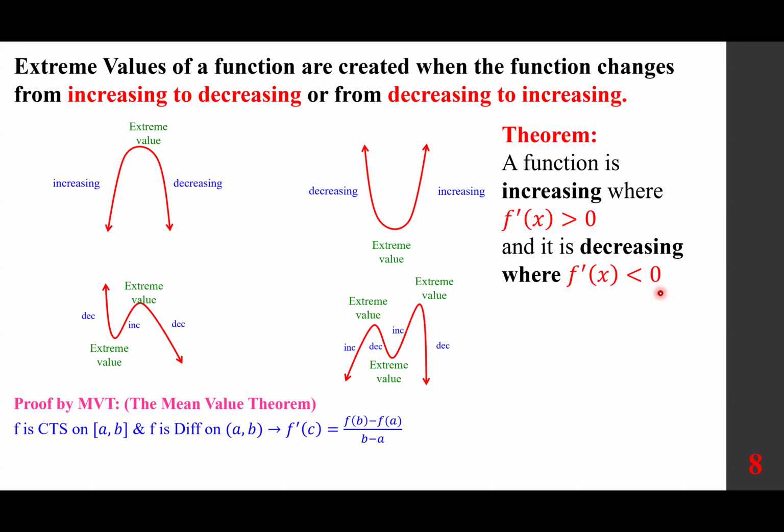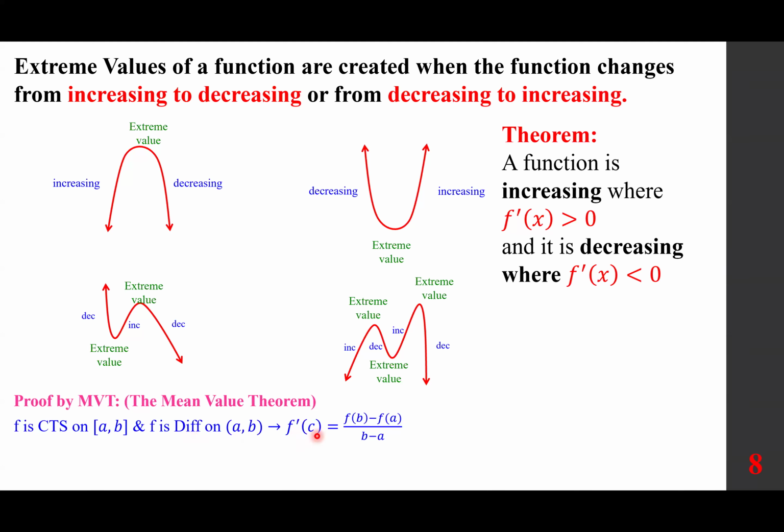We can look at the proof using the mean value theorem. This theorem is discussed in a regular calculus course. I want to quickly mention that you're not responsible for it. If f is a continuous function on the closed interval from a to b, CT is short for continuous, and if f is differentiable, DIFF, short for differentiable, on the open interval from a to b, then f prime of c must be equal to f of b minus f of a over b minus a.